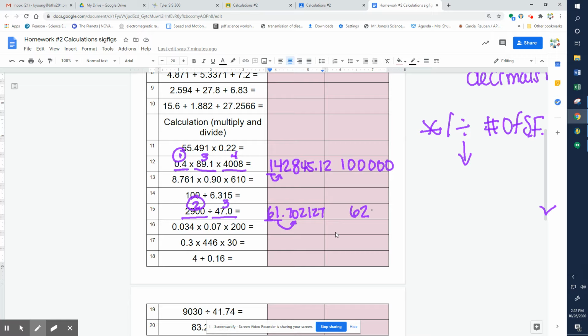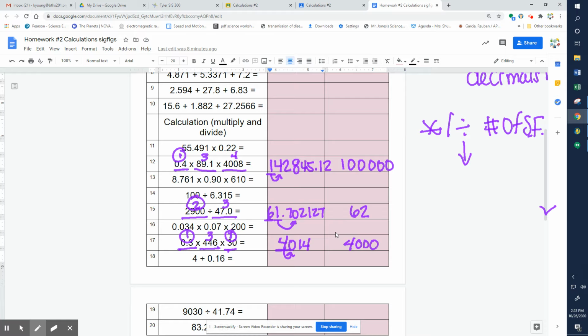Last one, number 17. 0.3 times 446 times 30, 4,014. Looking at the sig figs, this has 1 significant digit. Our second number has 3 significant digits. Our third number has 1 significant digit. So we need to round to this first one. When I look behind the 4, it's going to stay the same, 4,000.